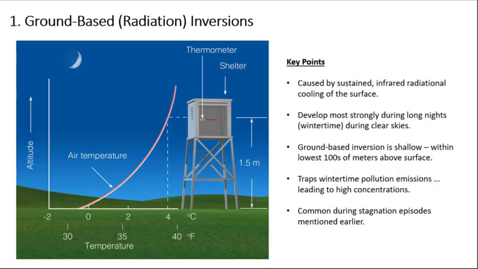The depth of this surface-based inversion is shallow, usually within the lowest hundreds of meters or so above the surface. Wintertime pollution from auto traffic, residential fuel combustion, and other smoke sources can therefore build up to very high concentrations since the polluted air becomes trapped within this shallow inversion layer. Key points summarizing this are provided on the right.